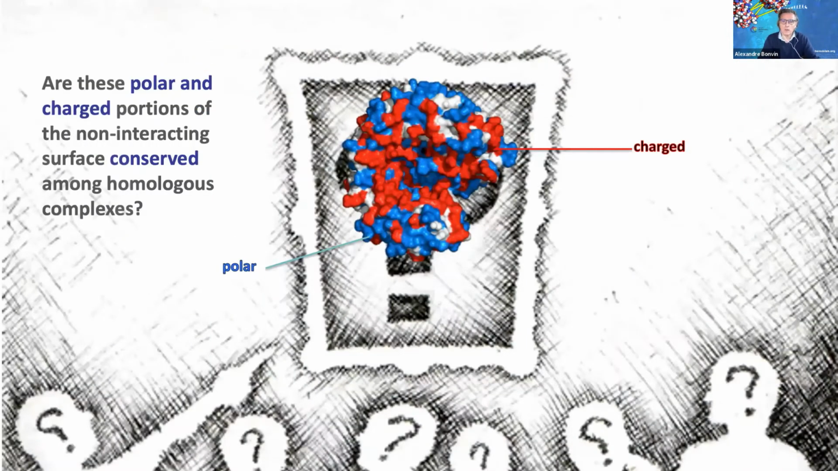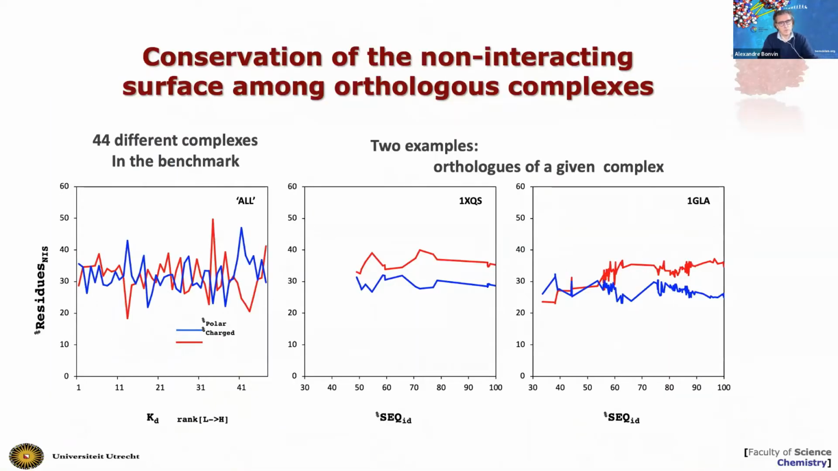So now we reason that if there is indeed a correlation between the polarity and charge of the surface, if this is a true effect, this might be conserved across different species. So in evolution, you might see this effect. This is something that you can test. So we took 44 different complexes, the ones for which we trust the result.